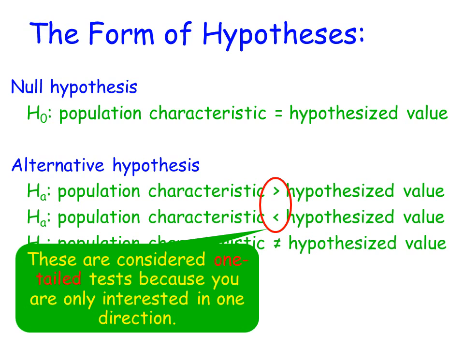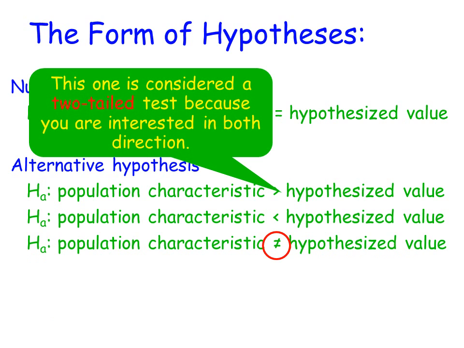Less than and greater than are considered to be one-tailed tests because you are only interested in one direction. Not equal to is called a two-tailed test because we're interested in both directions, above and below the hypothesized value.